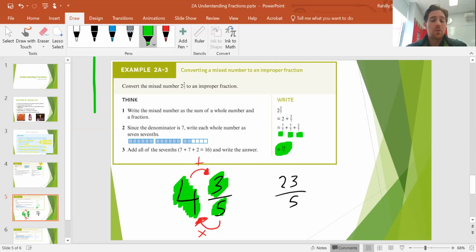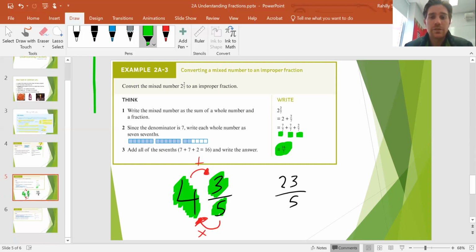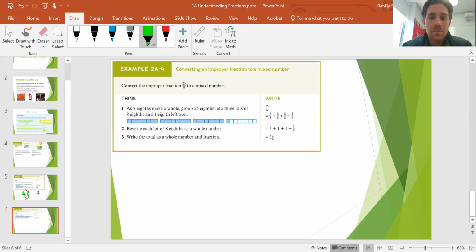Okay, what we're going to do, we're going to move on. So that's converting a mixed number to an improper fraction. What we then have is converting an improper fraction into a mixed number. Okay, and again, there are a couple of ways that we can do this. We'll go through the one that's been given as an example first, and then I'll explain another way to do it as well.